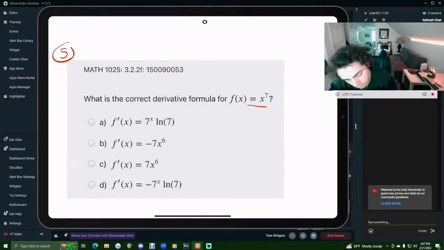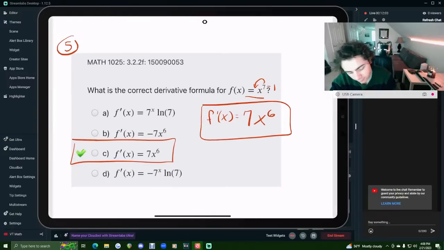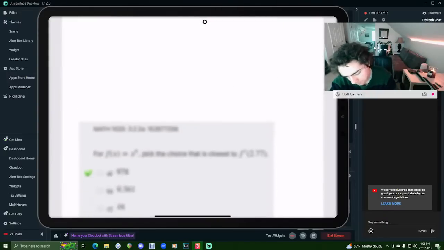All right, number 5. Here is a real demonstration of the power rule in action. So anytime you have x raised to a number exponent, the exponent will come out in front. So we'll have 7. We leave the x, and then we subtract 1 from the exponent to get 6. So we have 7x to the 6th. And that's a little bit of power rule for you.